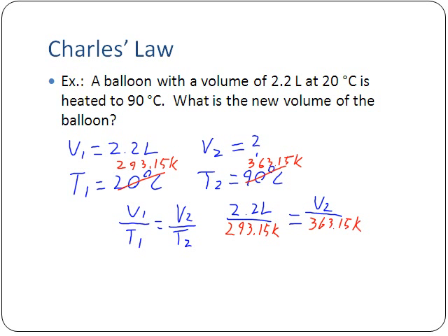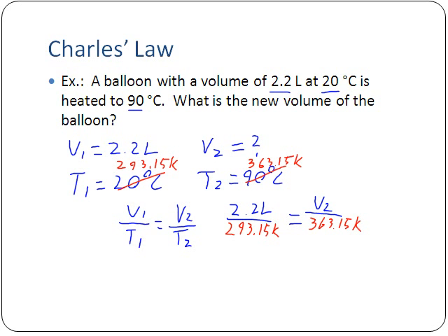And so now we're going to go ahead, set up, and solve this. Solve for V2. We say 2.2 times 363.15 divided by 293.15. And so I get 2.72 for V2. Significant figures, looking at what we've got here, we have 2 here. Since this goes to degrees, that's 2. This goes to degrees, that's 2. So our answer should have 2.